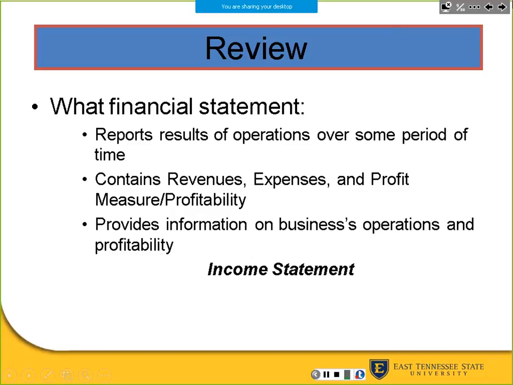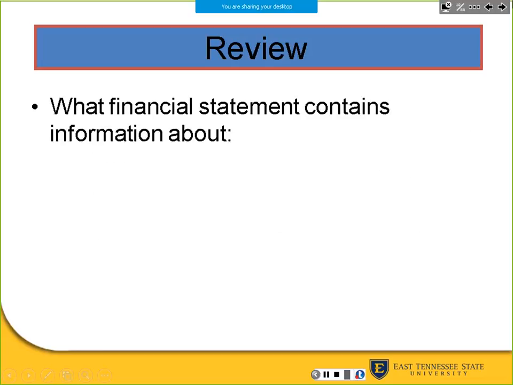Right, the income statement. It reports operations over some period of time, right? So we look at a certain defined time period. We're going to have revenues and expenses. We're going to measure profitability here, and we have information on our operations and our profitability on the income statement.